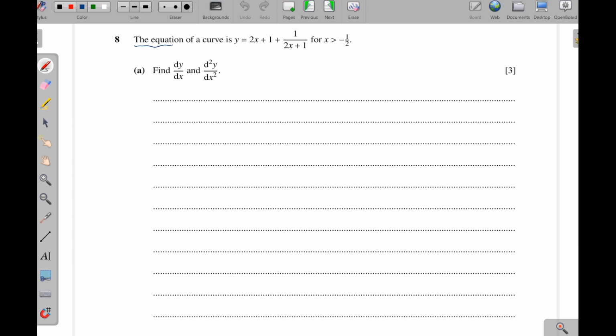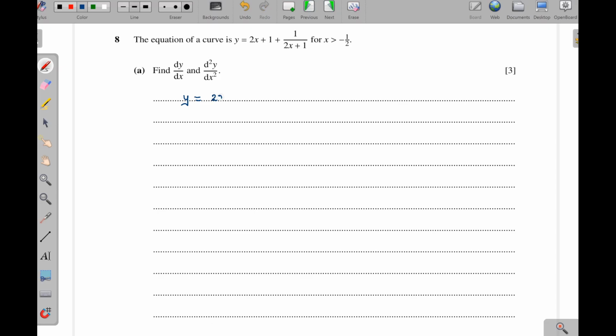Question 8. The equation of a curve is this one here for x greater than negative a half. Because when x is negative a half, you will have a 0 here, then you will get this function undefined. Find dy dx. Okay, so our y here, and we also need to find the second derivative. So the moment they tell us to find also the second derivative, that means they will somewhere ask us about the stationary points and also their nature, because we use the second derivative to find the nature of the stationary points also.